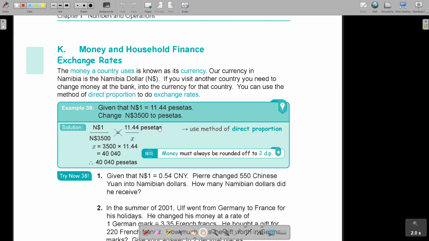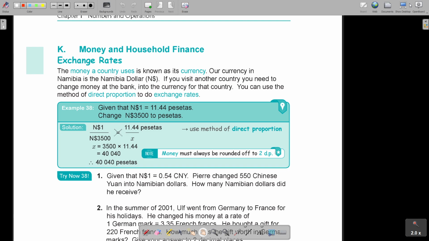Write the pesetas underneath. I have the dollar, but I look for the pesetas, so I make it X. Now, if I do direct proportion, I cross multiply. So I say X times 1, I get 1X. 3,500 times 11.44, I get 40040 pesetas. Not difficult. Please make sure that you can do that kind of sum.